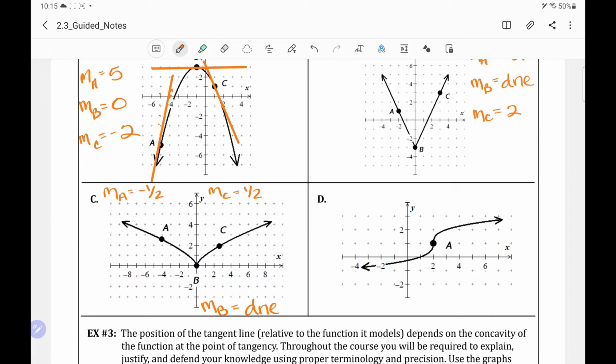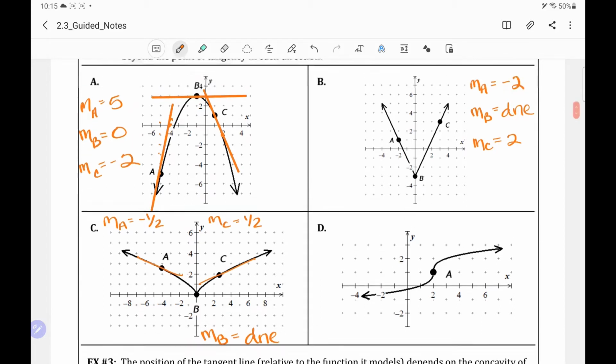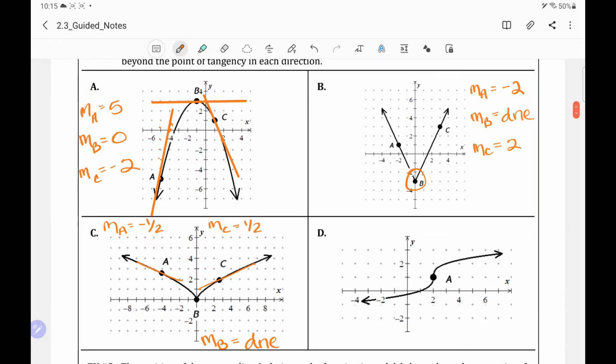Okay, here's C. m of A is -1/2. m of C is +1/2. Notice they're basically opposites of each other. And then B does not exist. This is very similar to what we had up here for B on graph B.